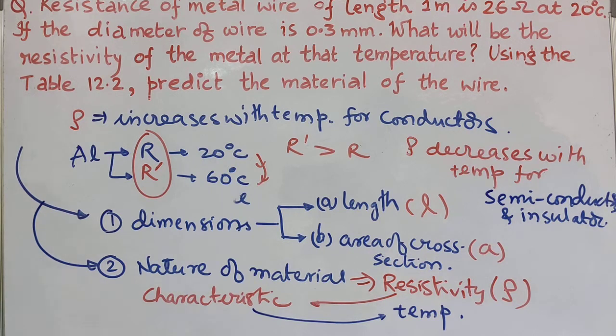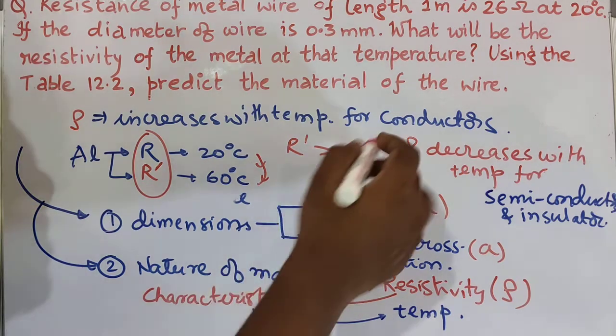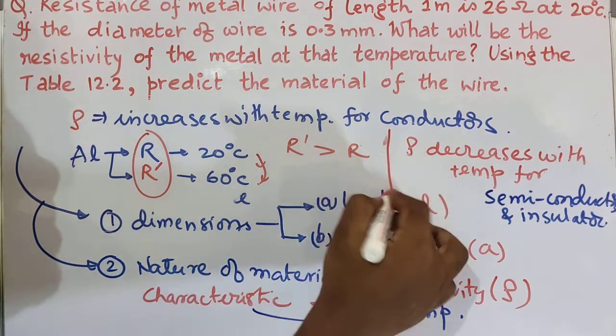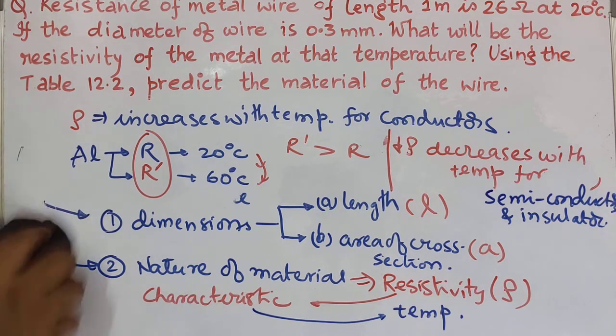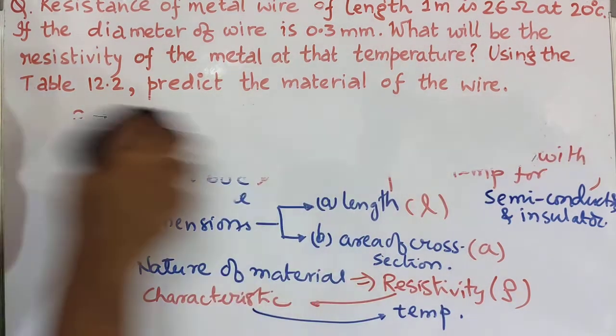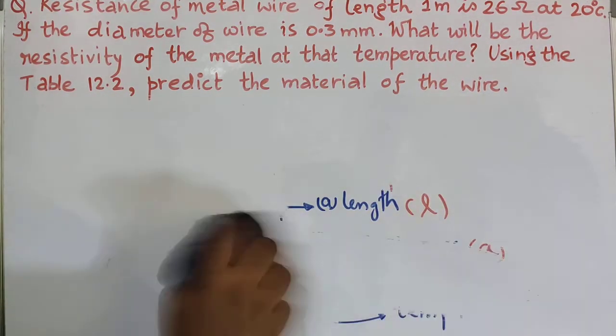Materials like silicon, germanium, etc. are semiconductors. They are insulators at room temperature, but as the temperature increases, what happens? Rho decreases. If rho decreases, then the resistance decreases, and the special quality of these semiconductors is that at higher temperature they act like conductors. So this is the dependence of the resistivity. While we are talking about resistivity, we have to keep in mind the temperature. Now let's get on to the question.